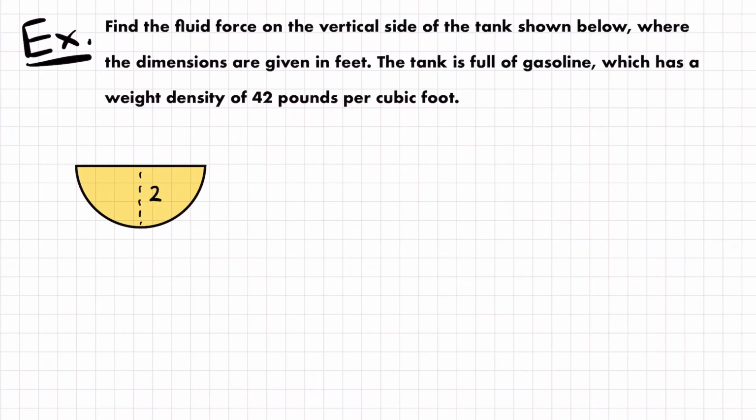All right, and so here's the vertical side of our tank. It is shaped like a semicircle, and since it is vertical, that means that we are going to be using calculus to calculate the fluid force. Specifically, we're going to use the definite integral that we used in the previous two examples. And so I'll write that down. The fluid force is equal to the weight density of the fluid times the integral from C to D of the depth in terms of y times the length in terms of y times dy.